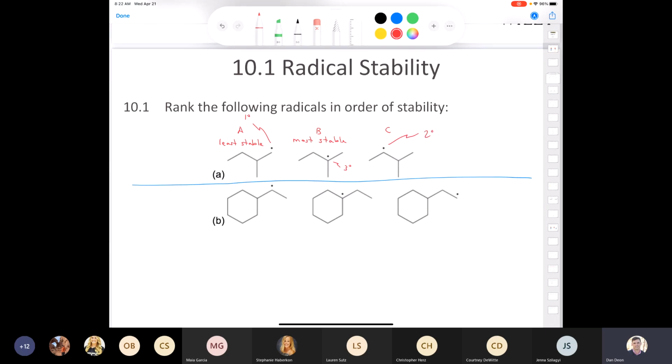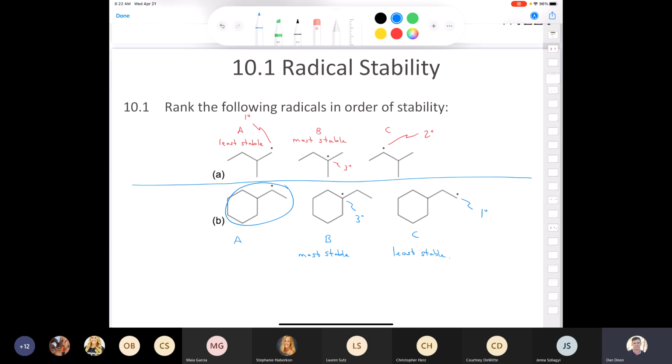We can do the same thing with the one below. If I was to call these A, B, and C, you can see that B is going to be the most stable, right? Why? Same rationale. This is a tertiary radical, and C is going to be the least stable, right? Least stable. Why? Because it is primary. There we go.